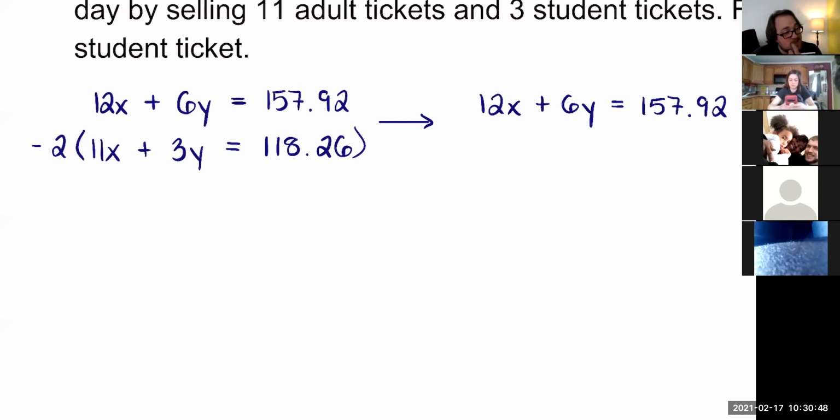The bottom equation, though, everything's getting multiplied by this negative 2. So watch all of your signs, watch all of your multiplications carefully. And you may want to have a calculator nearby because we are dealing with money. So there are some decimals, not to be alarmed.